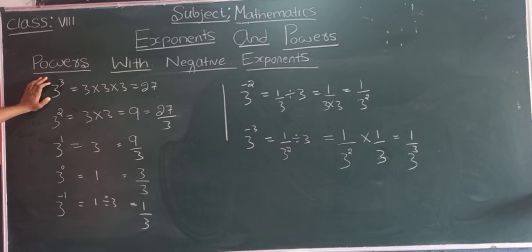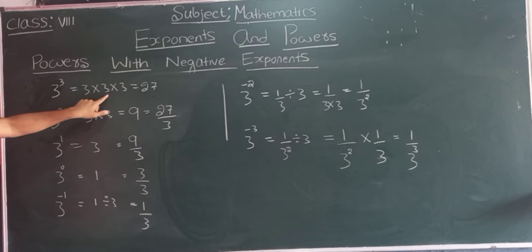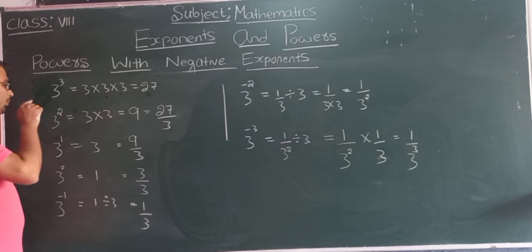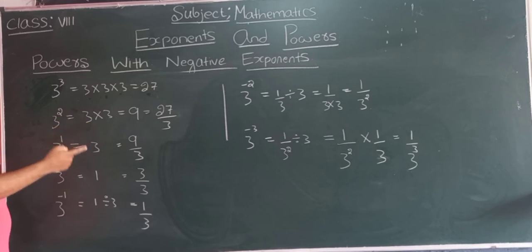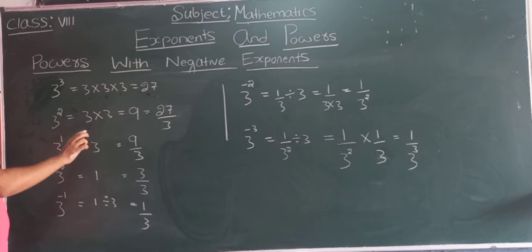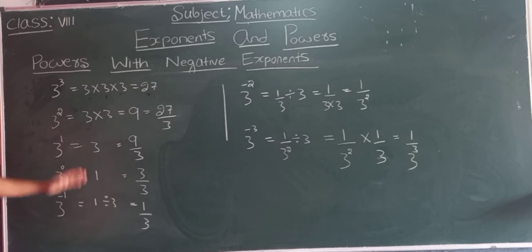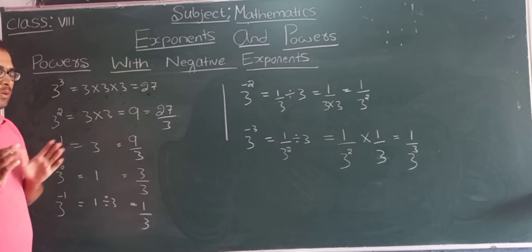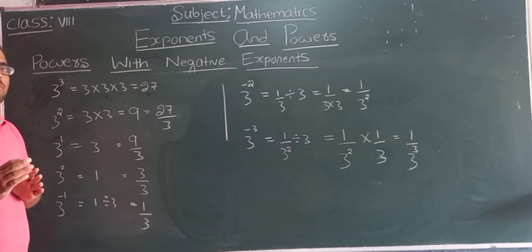3 power 3 is there, that is 3 3s are 9, 9 3s are 27. We need to multiply 3 times, that is 27. Now 3 power 2, we need to multiply 2 times, that is 3 3s are 9. Next 3 power 1, so we need to write only one time, that is 3. So just go through this. Okay, so look at here. As the exponential power is decreased by 1, to get the value we need to divide the previous value by the base.